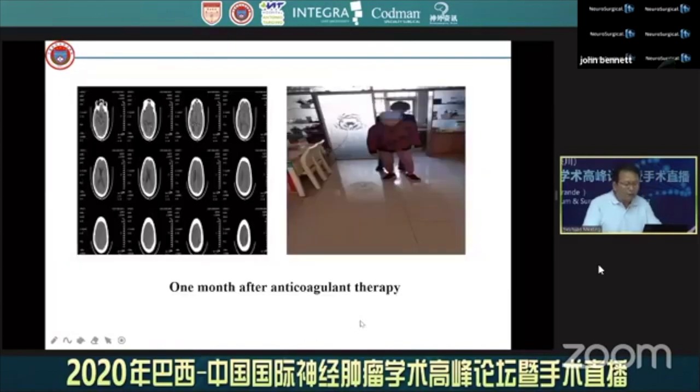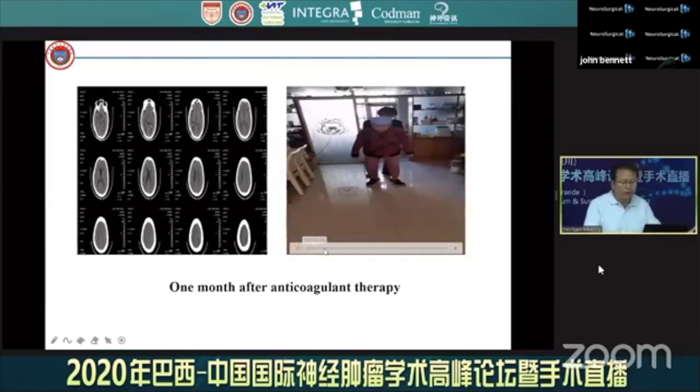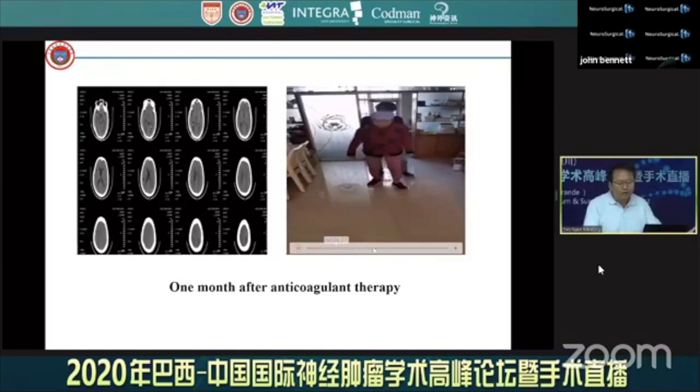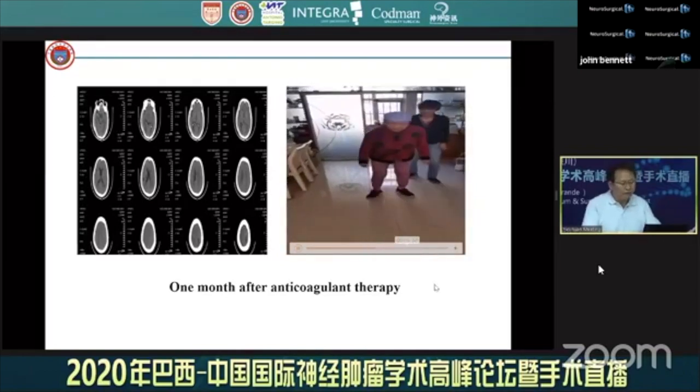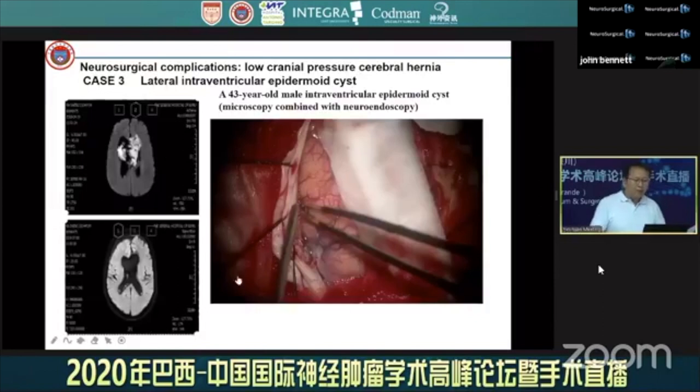So we did not do a craniotomy again, but just used anticoagulant therapy for 1 month. So it's very difficult, because it took 1 month to recover. The third case is also a lateral ventricular epidermoid cyst.